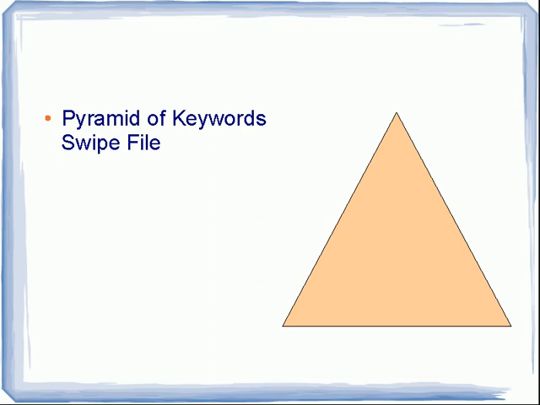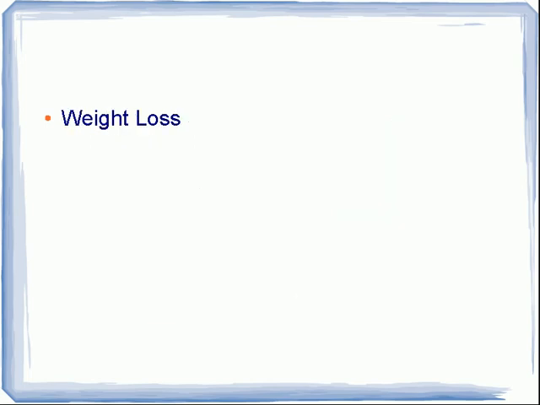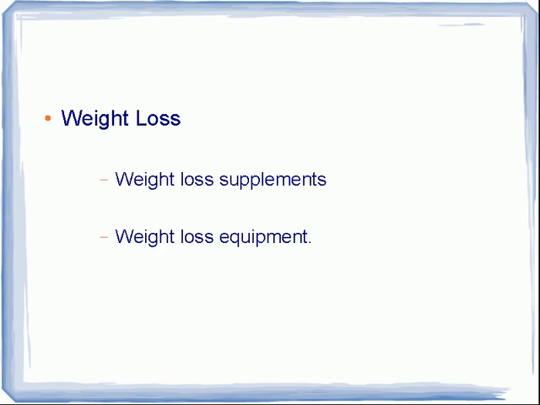Once you have your basic keywords, you should begin to form a swipe file of what's called a pyramid of keywords, and this will include related keywords, long-tail keywords, and secondary keywords. For example, if your primary keyword phrase was weight loss, a secondary long-tail keyword phrase might be weight loss supplements or weight loss equipment. It's important to vary the keywords that you use and to effectively integrate different keyword phrases into each page of your website so that you can offer a variety of rotational ads through Google.